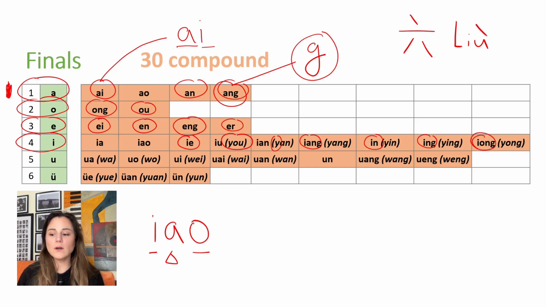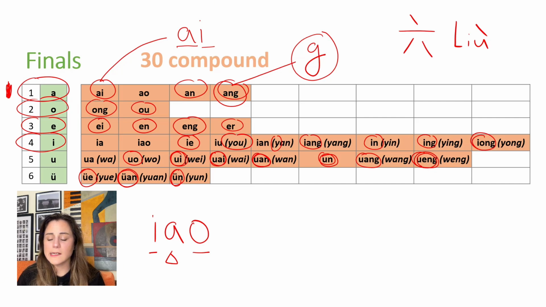Yong, Yong. U-A is pronounced as wa, wa, wo, wo, wei, wei, wai, wai, wan, wan, wang, wang, weng, weng, yue, yue, yuan, yuan, yun, yun. Now let me explain why we have this.